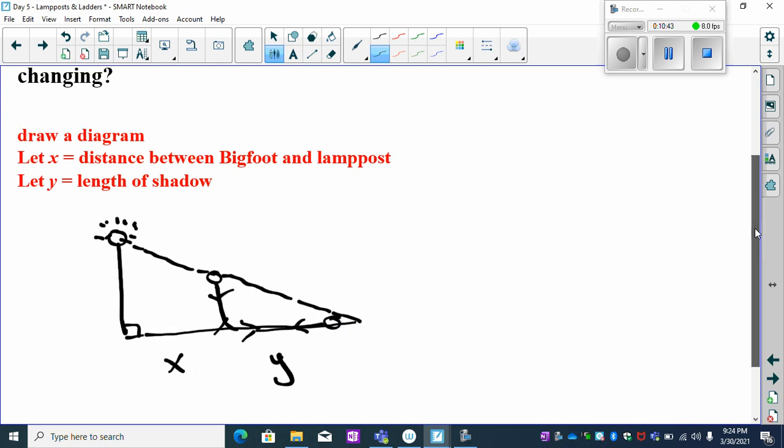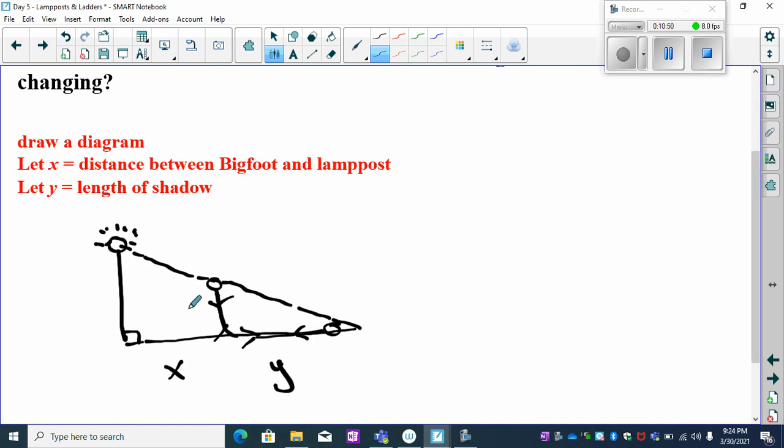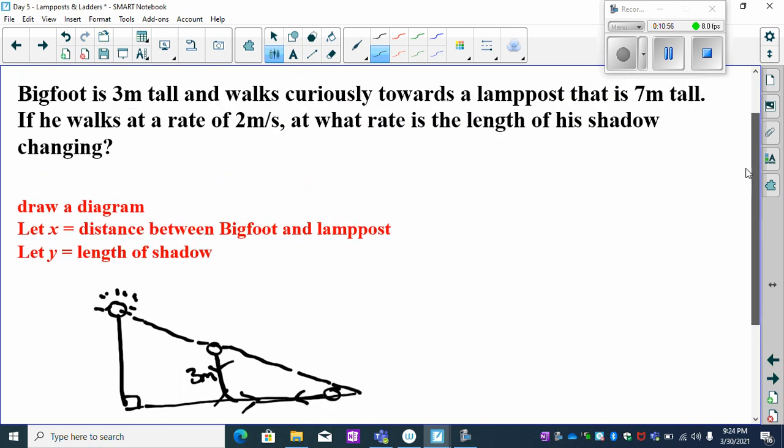Okay, look a little further. It says Bigfoot is 3 meters tall. So I know this big fellow here is 3 meters, and I also know how high the lamppost is. The lamppost is 7 meters.